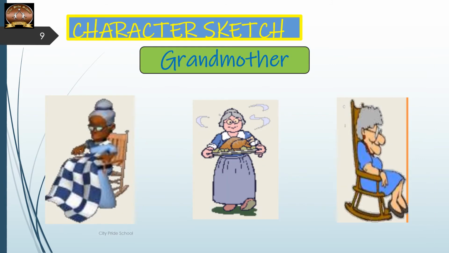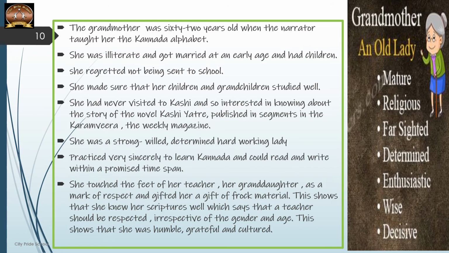Now, there are two main characters in this story. One is the grandmother. So, let's just go through the character sketch. The grandmother was 62 years old when the narrator taught her Kannada alphabet. And in a very brief manner, in a very concise manner, these are the qualities possessed by this character of grandmother.